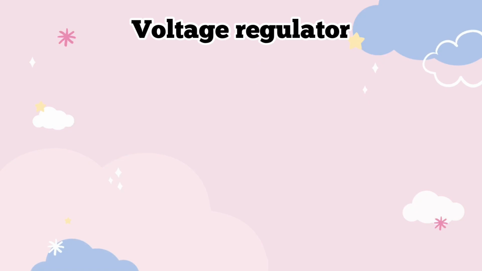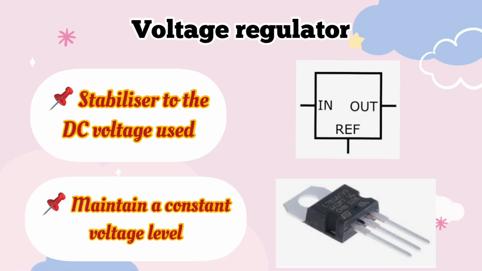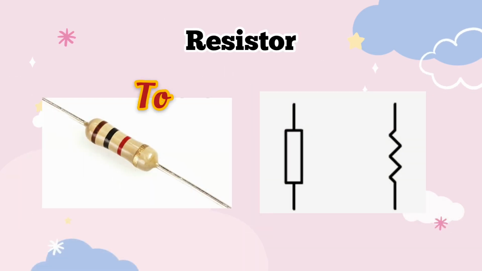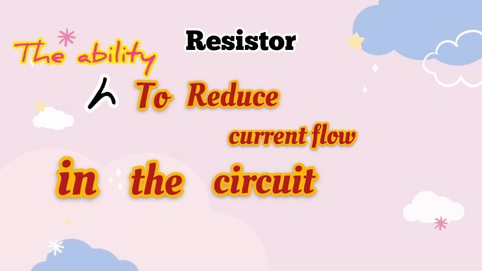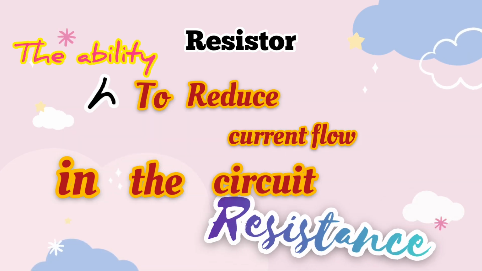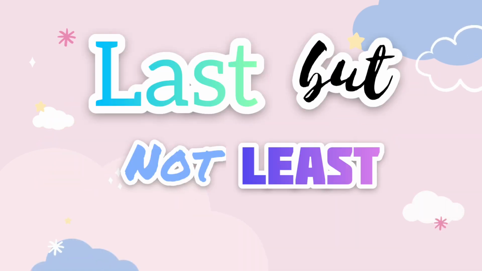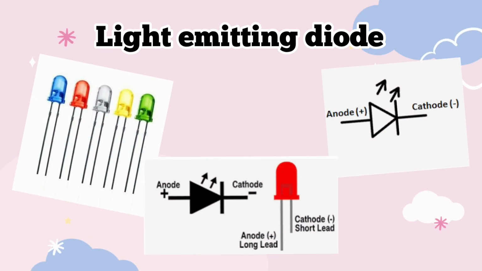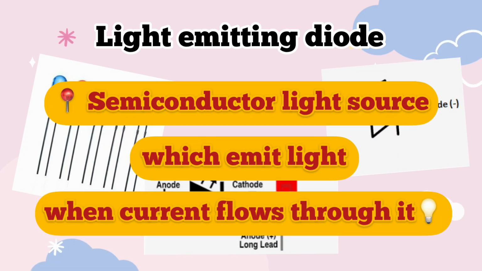It functions as a stabilizer for the DC voltage used, aside from maintaining a constant voltage level. Meanwhile, the resistor is used to reduce current flow in the circuit, in which the ability to reduce the current flow is called resistance and measured in the unit ohm. Last but not least, the LED, which stands for light emitting diode, is a semiconductor light source which emits light when a current flows through it.